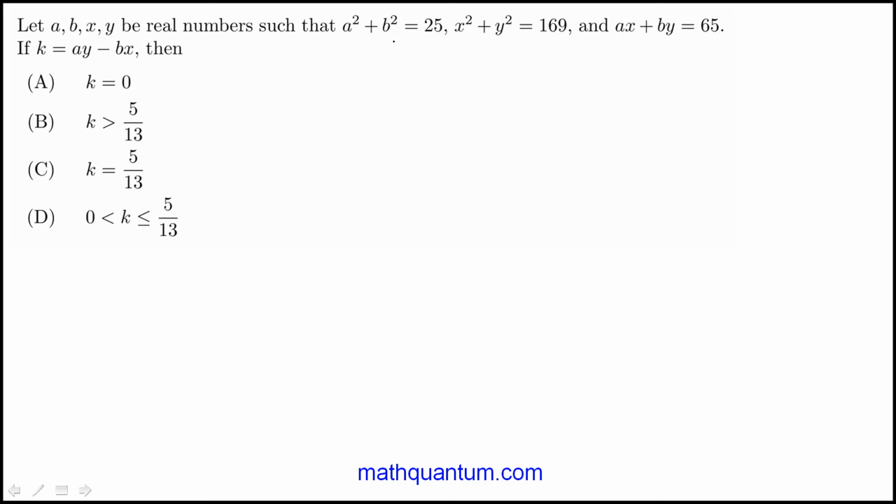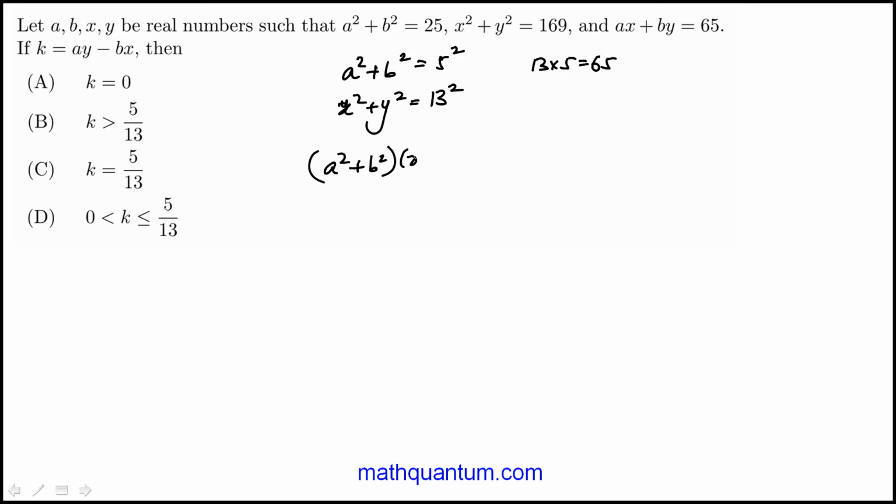So this was a hard question for me, and I was only able to make the connection when I noticed that 25 is 5 squared, and then x squared plus y squared is 13 squared, and then you see 13 times 5 is 65. So if I were to multiply these, it's kind of hard to make this connection, honestly, or at least I struggled with it.